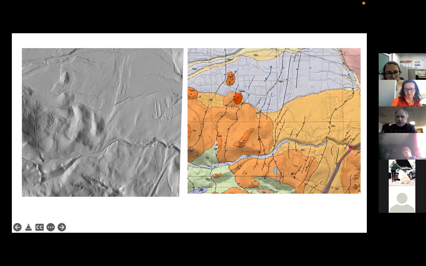Go ahead. Yeah, I was just curious. I guess I got confused as to what's bedrock and what's not bedrock, and so I didn't really map any bedrock, but I explained that in my project. I guess, how do you tell it's bedrock is my question.